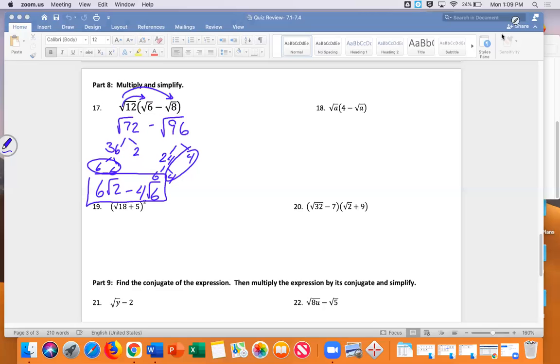All right. With 18, we're going to distribute that root A. So root A times 4 is 4 root A. And root A times root A, this is pretty easy. That's root A squared, or they just undo each other. So it's 4 root A minus A.